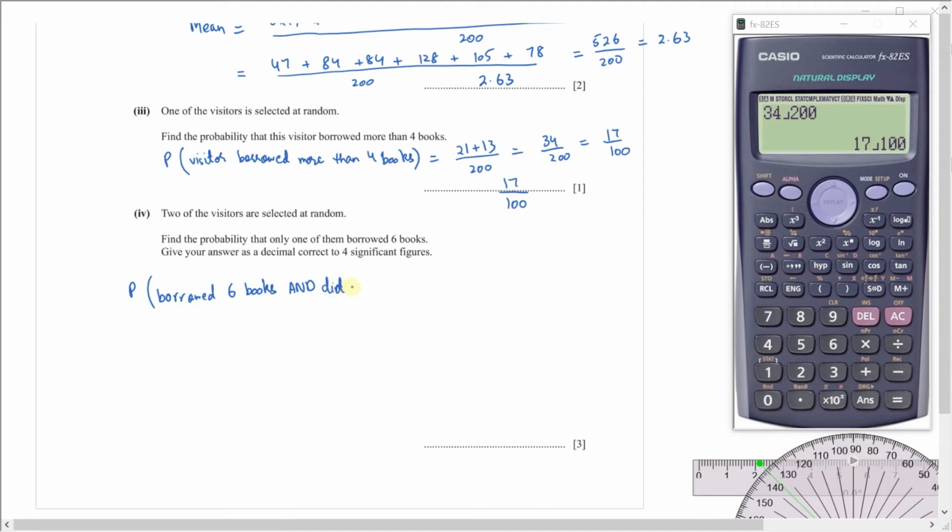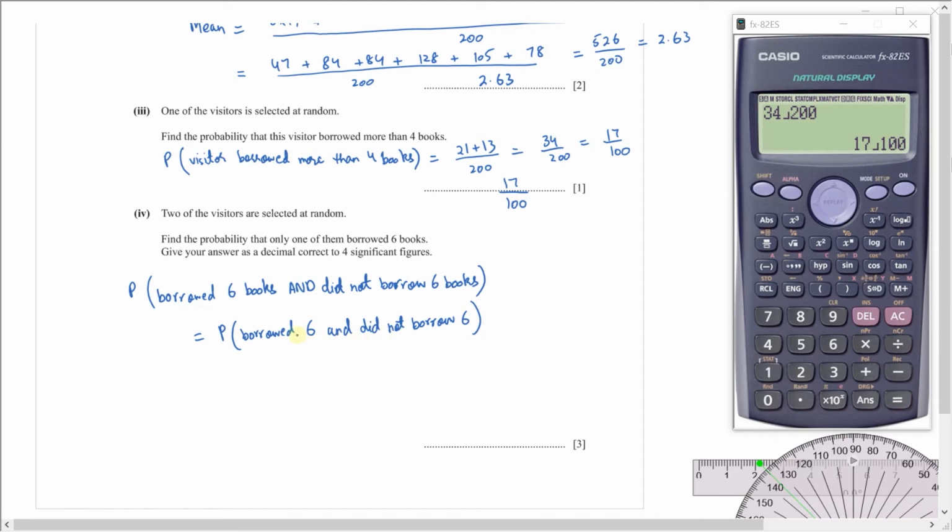So did not borrow 6 books. So basically only one of the persons borrowed 6 books. So this will be equal to the probability that the first person that you picked borrowed 6 and the second person that you picked did not borrow 6.